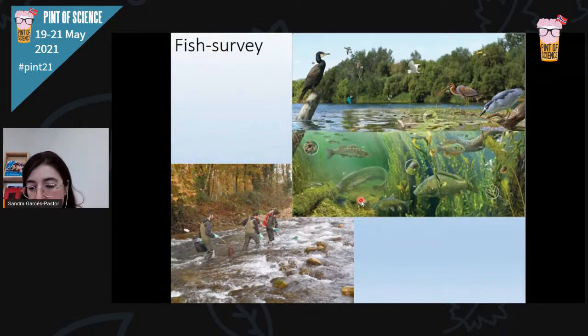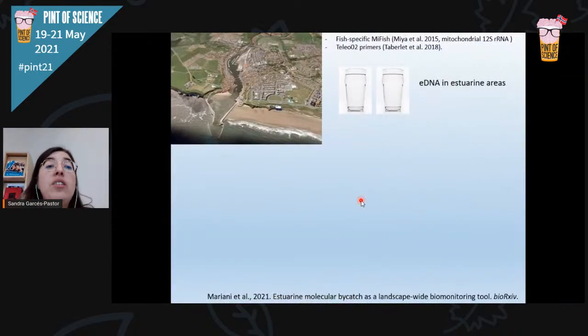So my first example is about estuaries from 3 places of the UK. What they did was recover water, like the equivalent of 2 pints of water, from these estuarine areas. And they were looking for animal DNA, most concretely for vertebrates. They were looking for vertebrates and for fish.